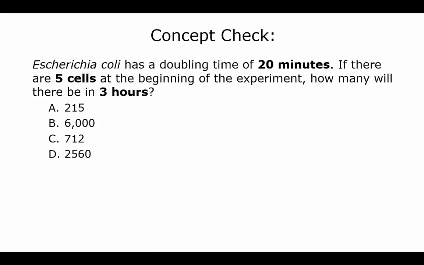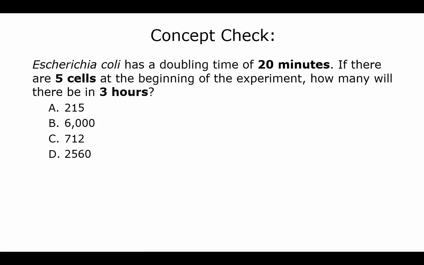So we go 2 times 2 is 4. 4 times 2 is 8. 8 times 2 is 16. That's 4 generations. 16 times 2 is 32. That's 5. 32 times 2 is 64. That's 6. 64 times 2 is 128. That's 7. 128 times 2 is 256. Is that right? I think it's right. All right.